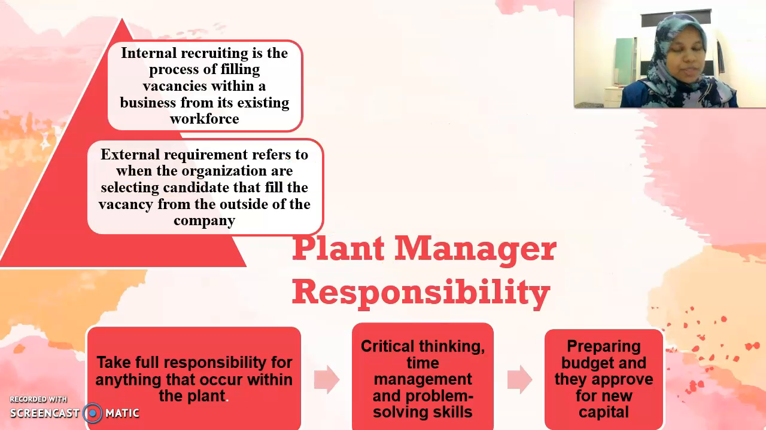So question 2 is related to whether the manager needs to be from internal or external. So first we need to define what is internal. Internal is the process of filling the vacancies within a business from its existing workforce, and external is from outside of the workforce. So the question is asking whether the plant manager should be from internally or externally.